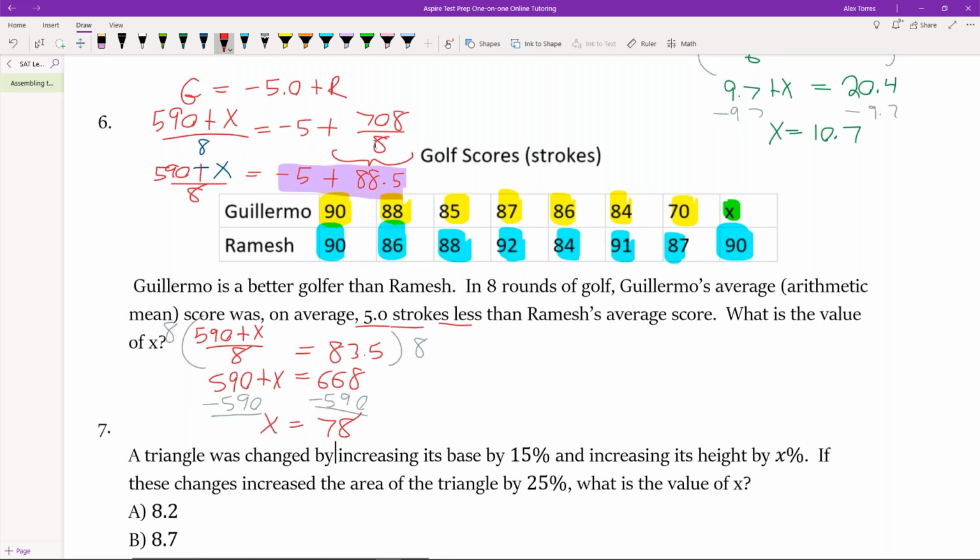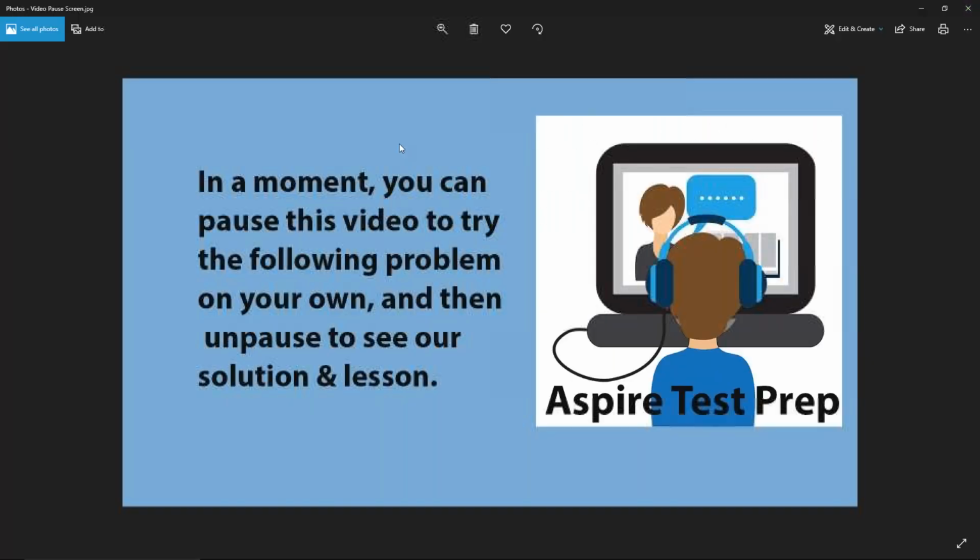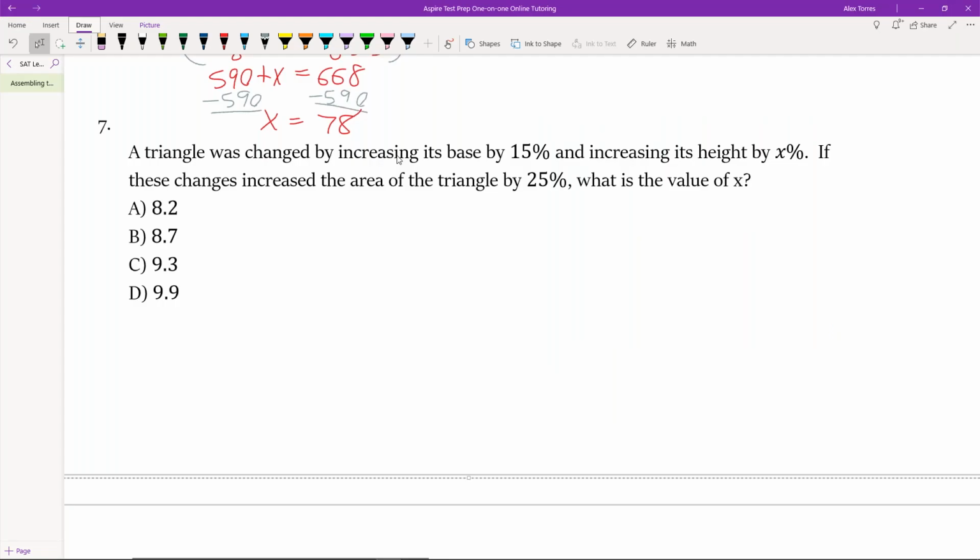So going over to the next question now. Good chance to pause and try this question on your own and then look at our solution. There's the question. It's a very difficult one.